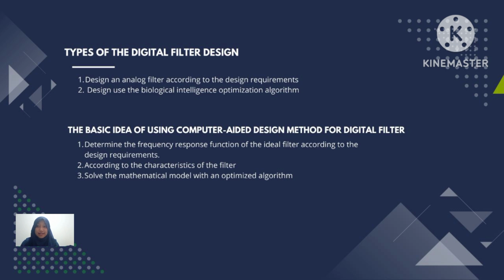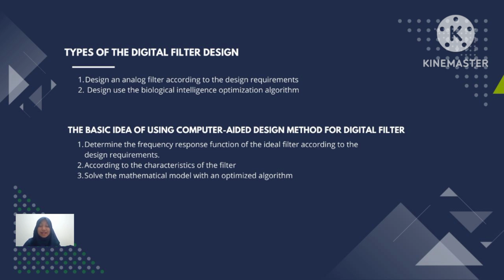Digital filter is an important part in the field of digital signal processing technology. And digital filter design may have two types. The first type is to design an analog filter according to the design requirement, and then transfer it into a digital filter with an analog to digital converter. And the second category is to use the biological intelligent optimization algorithm.